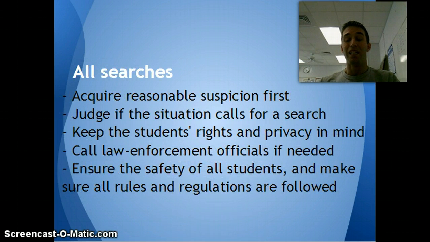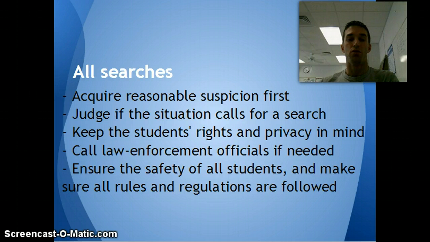In summary, for any searches that are going to be taking place, the book talks about things that you really need to keep in mind when you're doing them. Acquire all reasonable suspicion before any search happens. Judge whether or not the situation calls for a search, if you actually need one, or if the situation can be taken care of without searching.